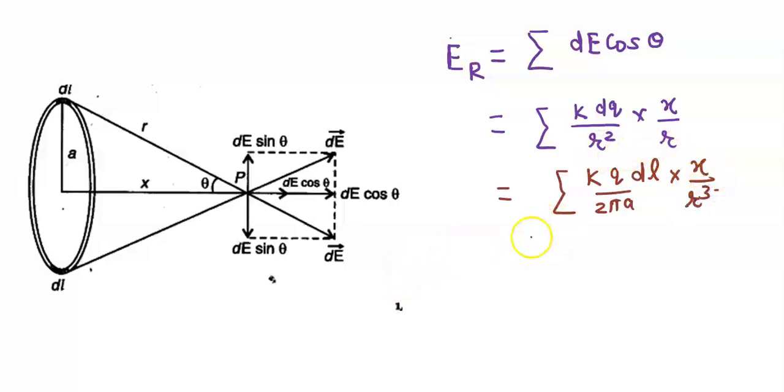Okay, next step, you see what are constants, we can take them out. So K is constant. Okay, Q is constant, 2 pi a is constant, all these are constants. Then x is also constant. Once you have decided that this is the point, so x is constant. Okay, and r cube is also constant. So what is left is summation of dl.